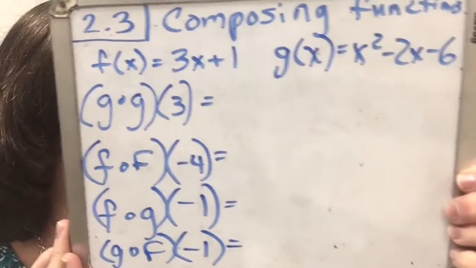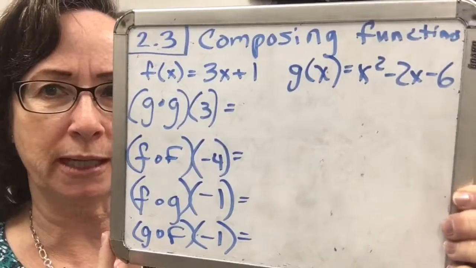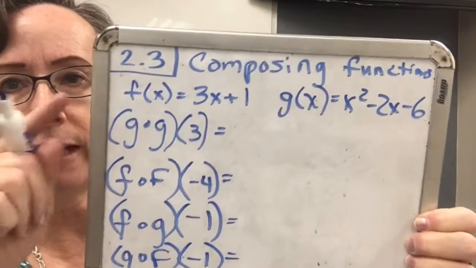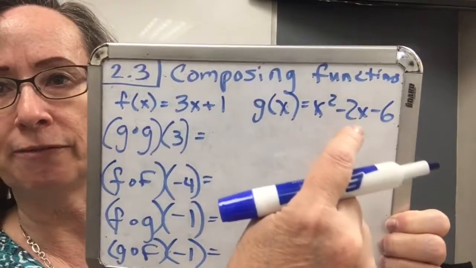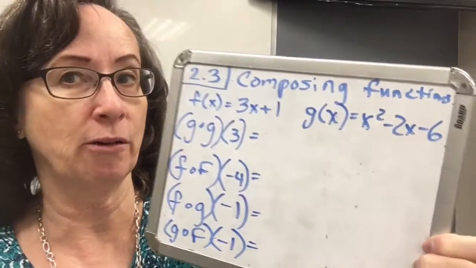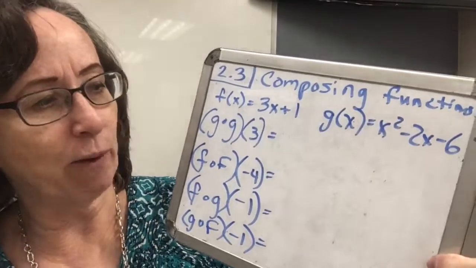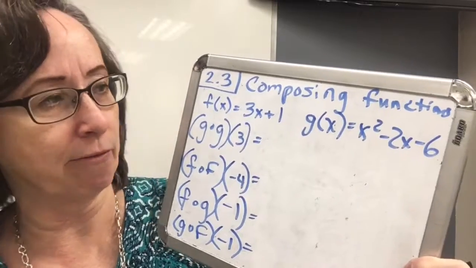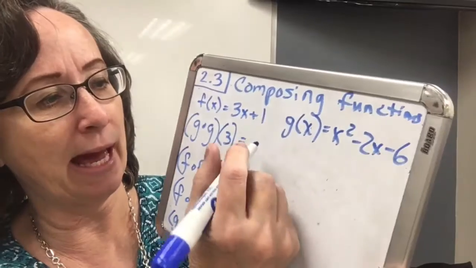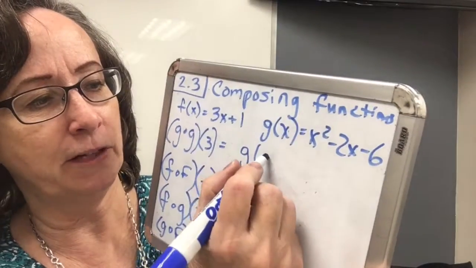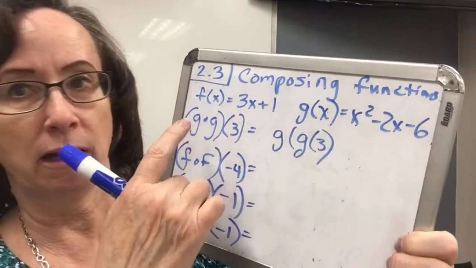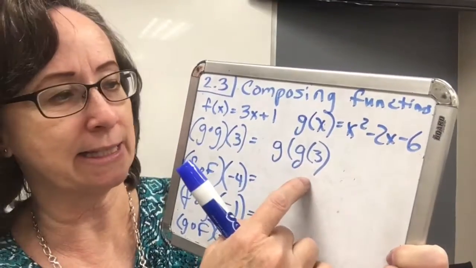2.3, these problems are number 1 through 16 in your book, and I'm just taking a few of them. To give you an example, we have an f function and a g function, okay? And so we're going to do g composite g. We can compose a function with itself, but right here we're just evaluating for 3. So basically we can say this is the same as g of g at 3.